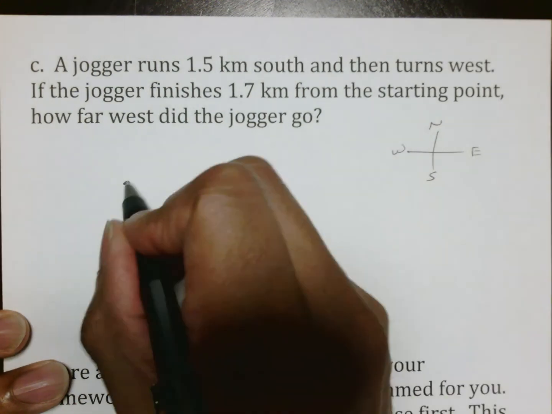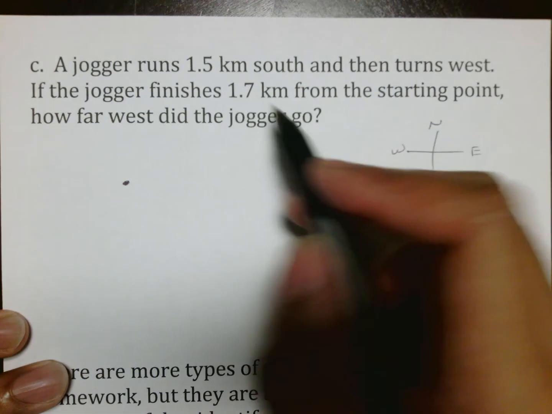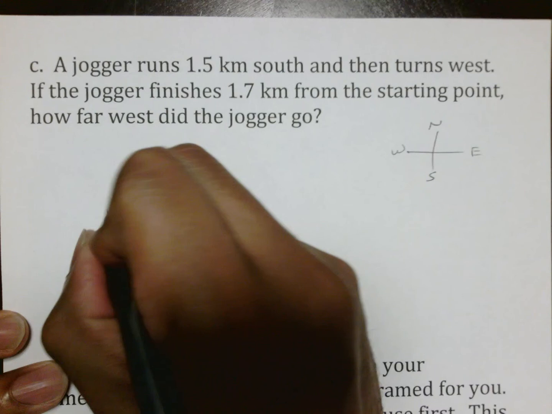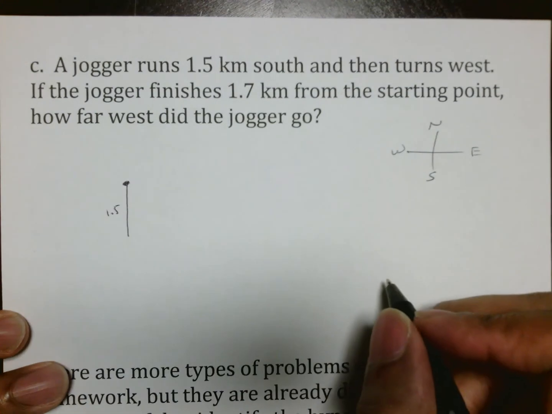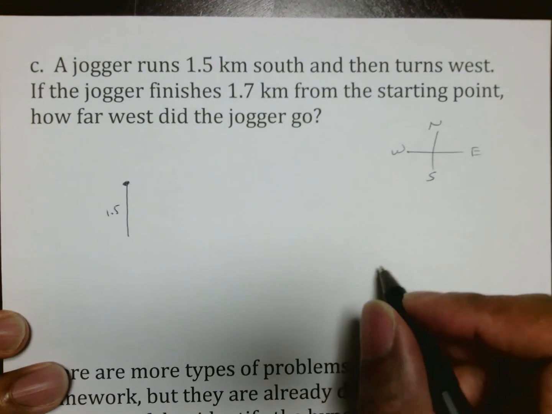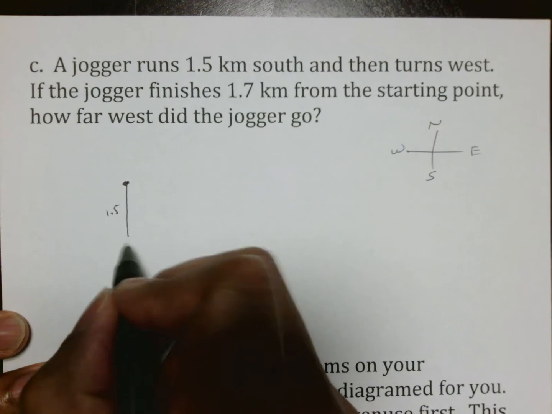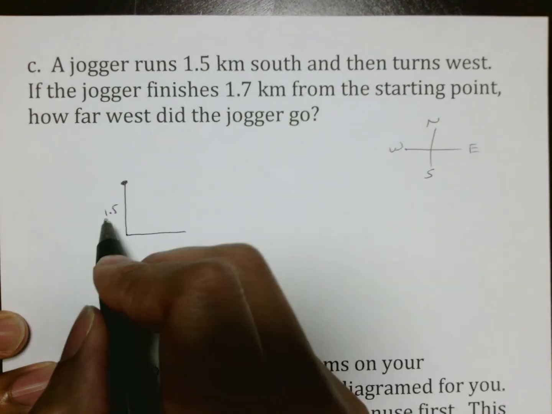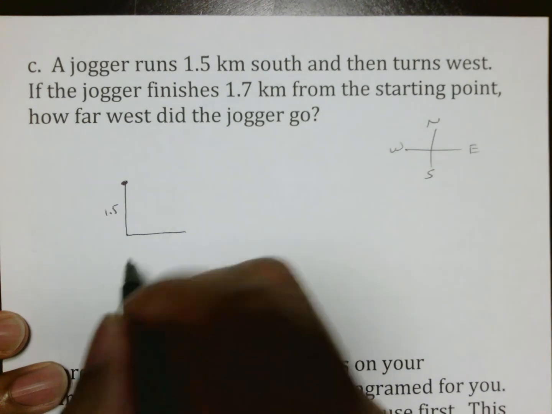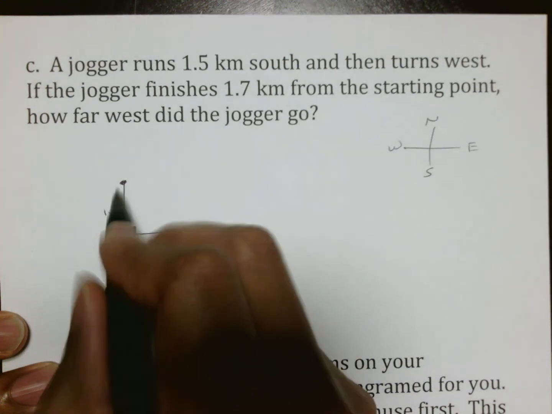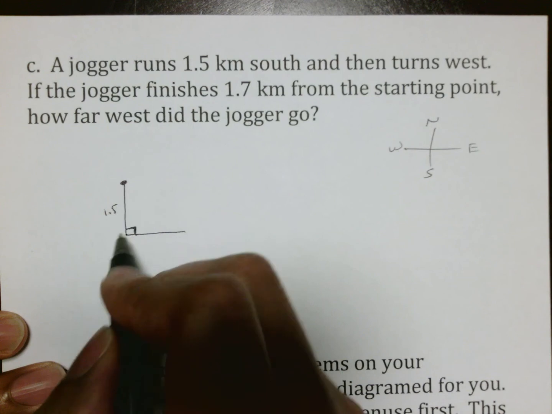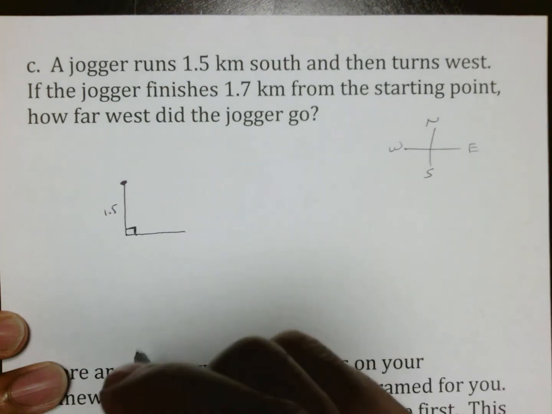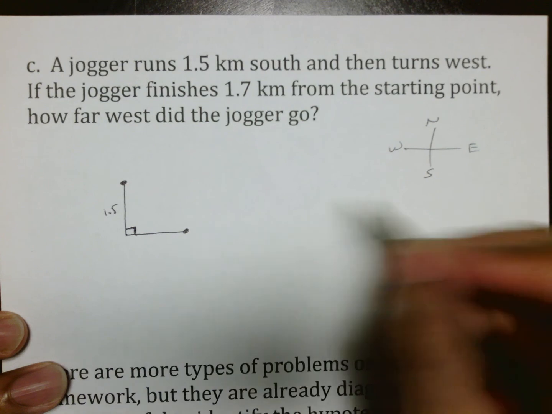But either way, what I would usually do is just start with a dot. This is where the jogger starts at 1.5 kilometers south. So you put a line going south and label that 1.5 kilometers. They then turn west. And again, it doesn't matter if you really go west as long as you don't go south or north, because you notice I labeled my picture wrong. So again, it doesn't really matter. What we need to make sure we understand is that the relationship between south and west or east is 90 degrees.